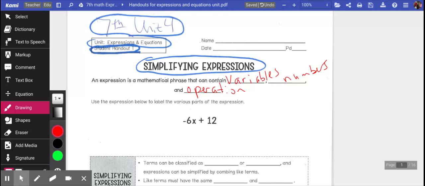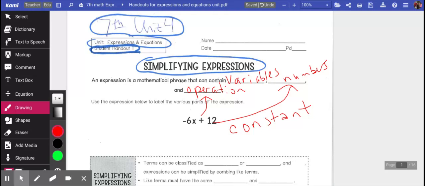So the plus sign is your operation. So I'm just going to draw an arrow to that. The 12 is your number, obviously, but there's a special word that we need to know for that, and so you need to write this down. That is called the constant. And if you think about it, it's always going to be 12. It's not doing anything else. Nothing's being multiplied to it or anything, so it'll always be 12, so it is constant.